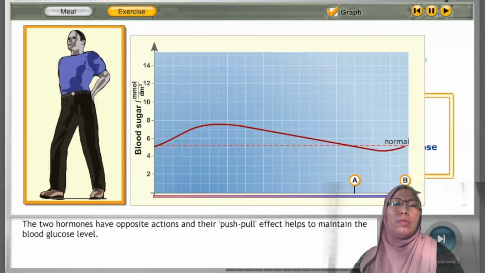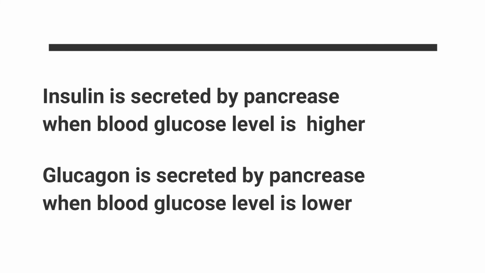The two hormones have opposite actions, so they have a push-pull effect. That means insulin is secreted by the pancreas only when the glucose is at a high level, and glucagon is secreted when our blood glucose is below normal.